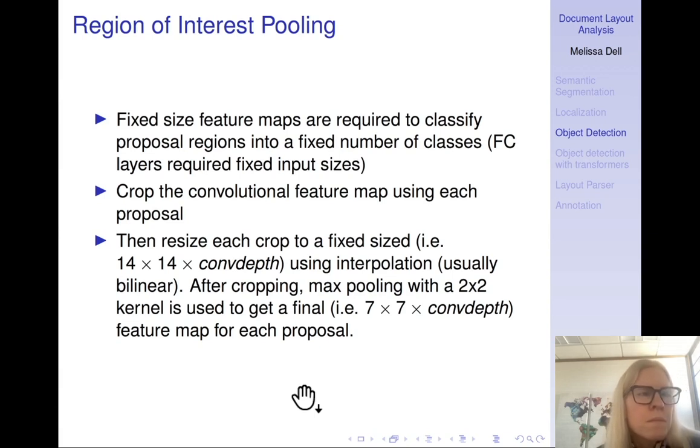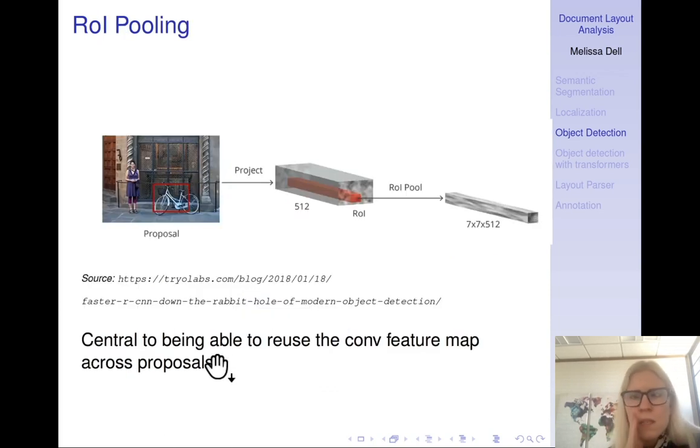All right. And so you need fixed size feature maps to classify proposal regions into a fixed number of classes because of those fully connected layers. And so you just crop the convolutional feature map using each proposal and then resize each crop to a fixed size, like 14 by 14 by conv depth, using interpolation, usually bilinear interpolation. And then after cropping, you can do max pooling to get a final feature map for each proposal. And so this is just illustrating this.